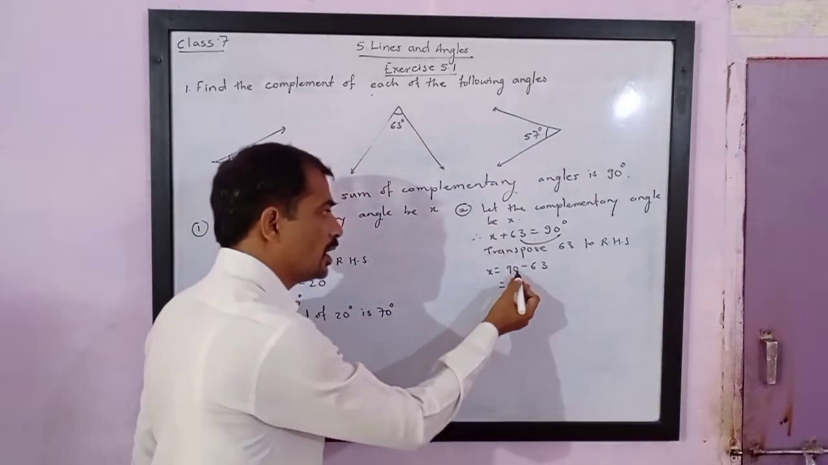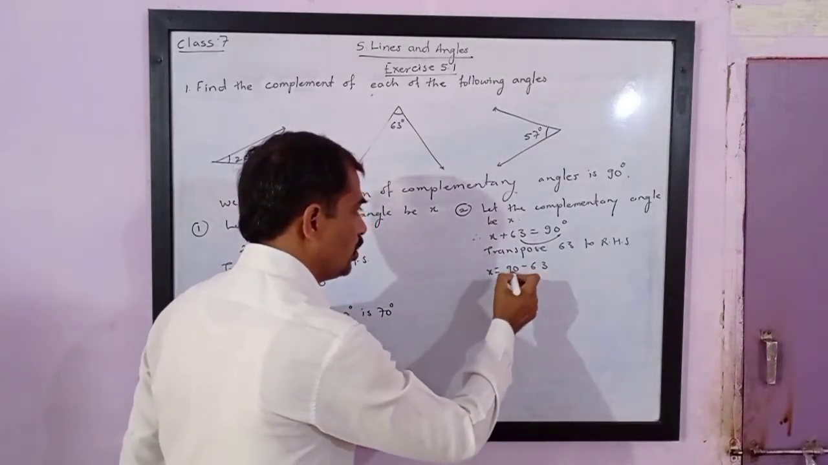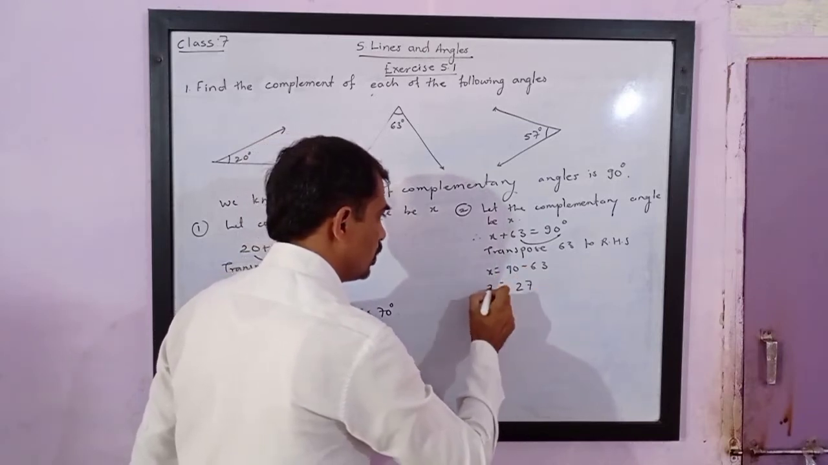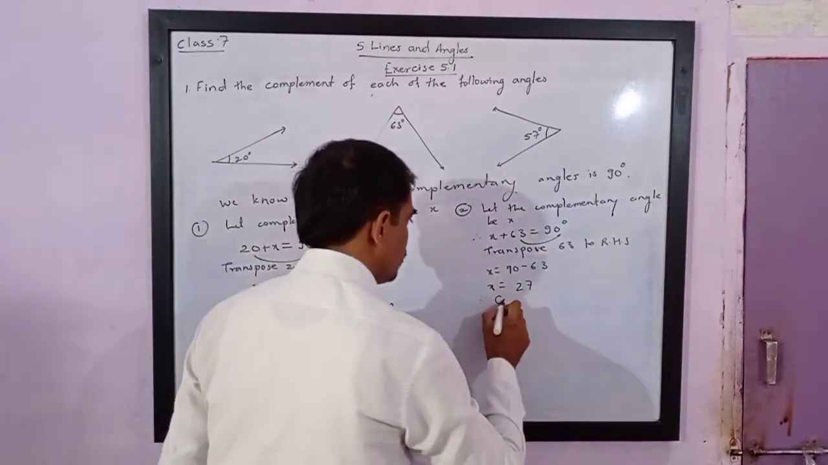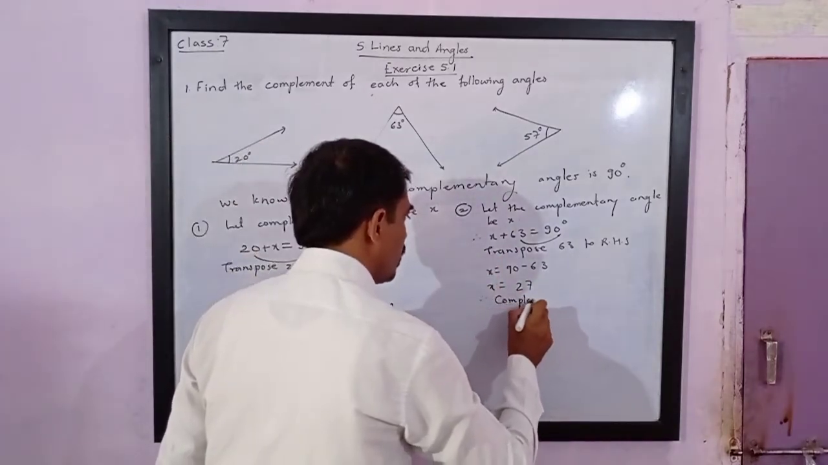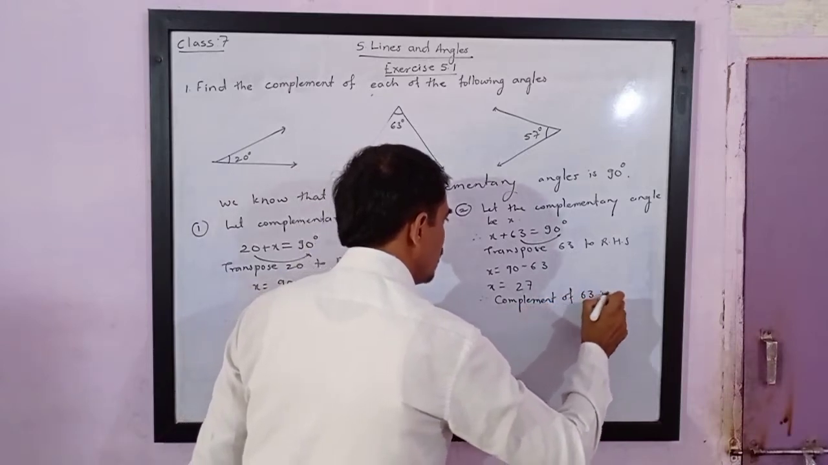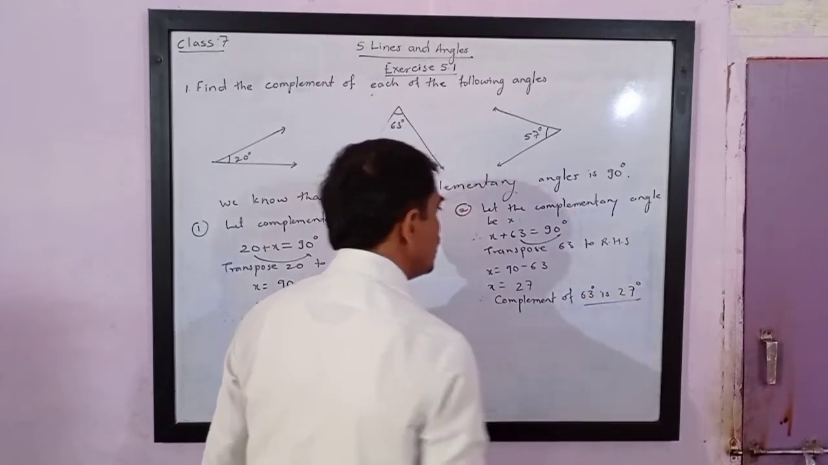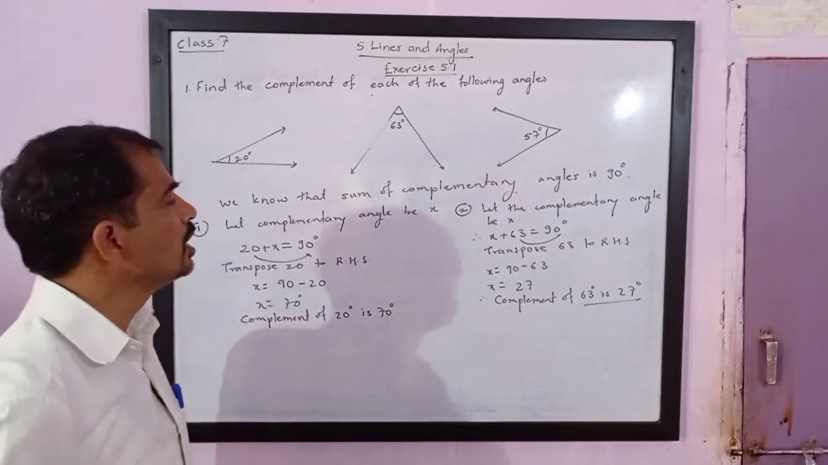Now, this is 10 minus 3 is 7, 1 borrow written, you will get 9 minus 7, that is equal to 2. Therefore, the complement of 63 degrees is 27 degrees. Now similarly you can solve the third as well.